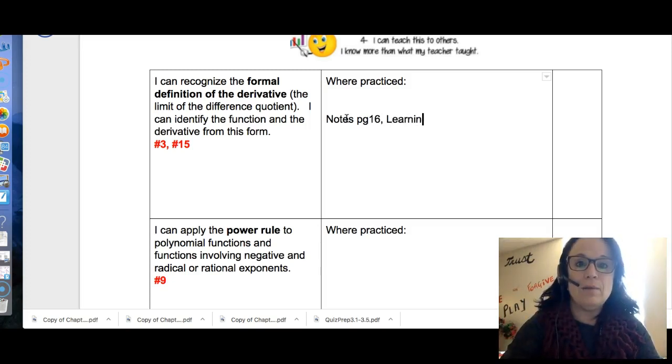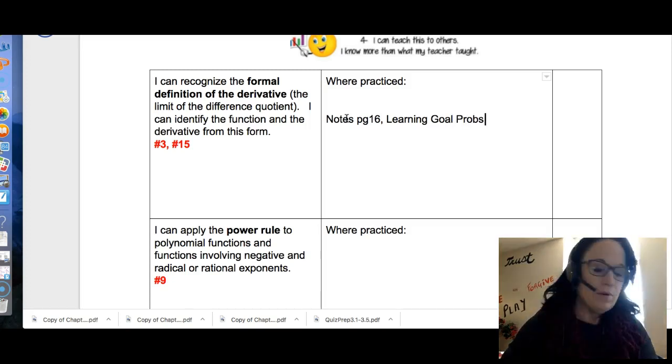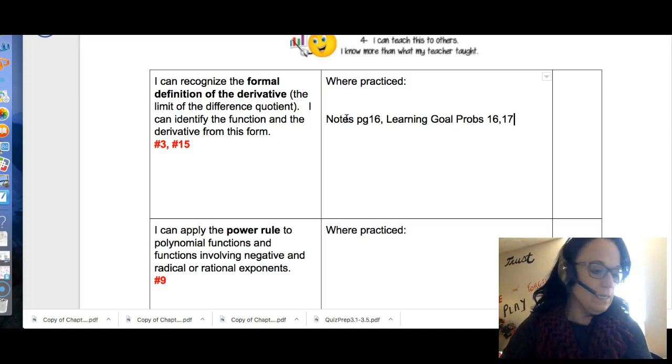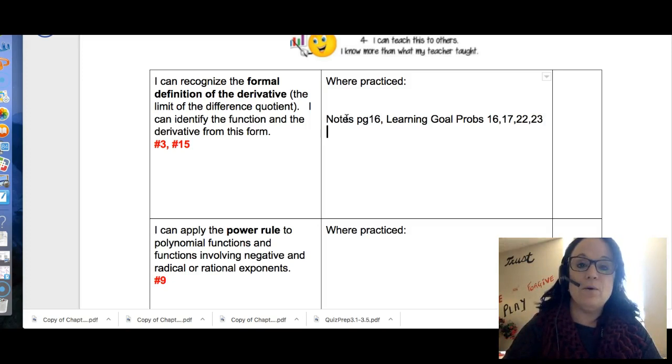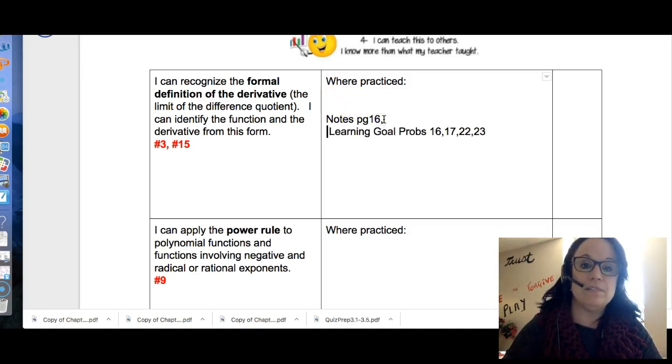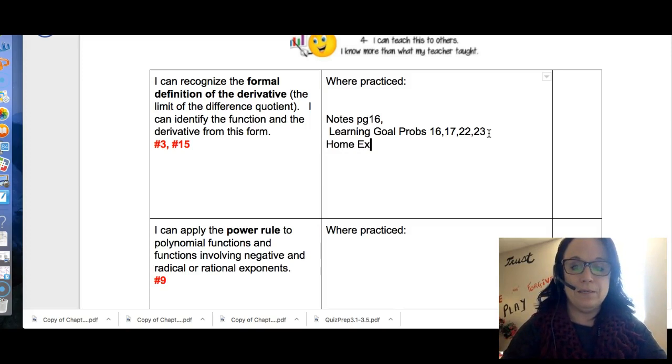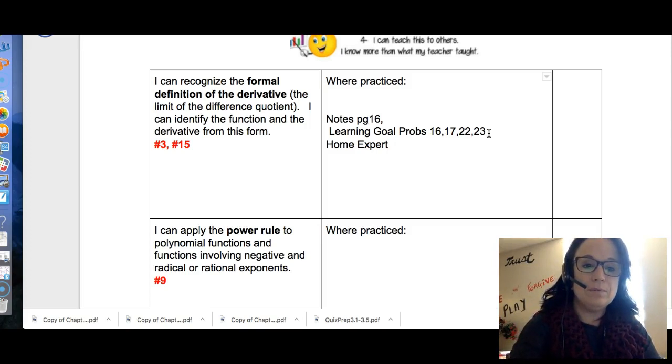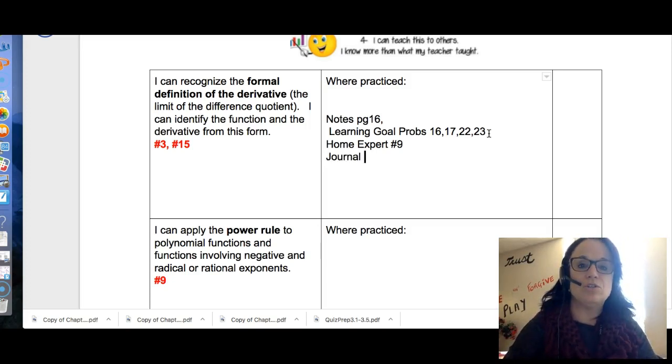In your learning goal problems, those ones we do at the beginning of the hour, you can reference number 16, number 17, number 22, and number 23, and that should really help clear up what is necessary for this skill. Also, we practiced this in the home expert grouping, and that's in your binder. I told you to put that in there. That was number 9. So there are some samples of the type of problems you're expected to be able to do. We also have a little sketch of this in your journal, but I'm not quite sure that's very helpful.